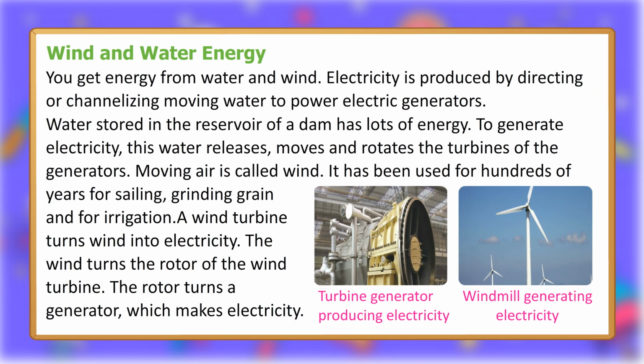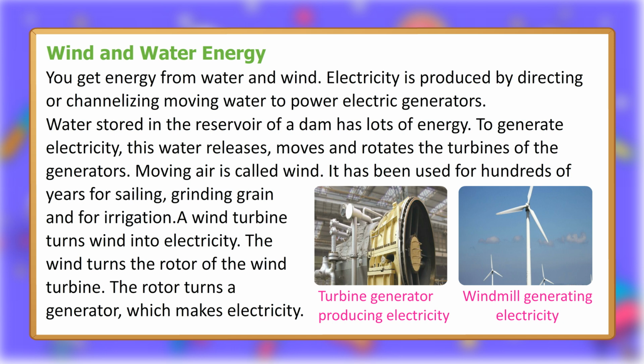Wind and water energy. You get energy from water and wind. Electricity is produced by directing or channelizing moving water to power electric generators. Water stored in the reservoir of a dam has lots of energy. To generate electricity, this water releases, moves and rotates the turbines of the generators.